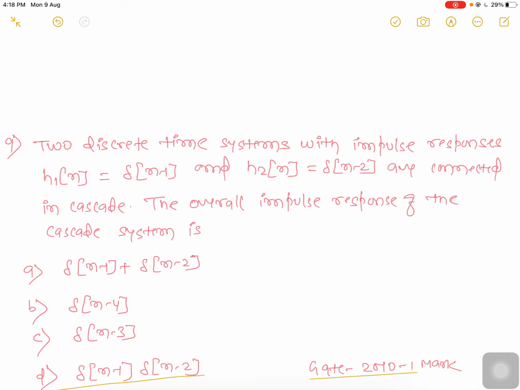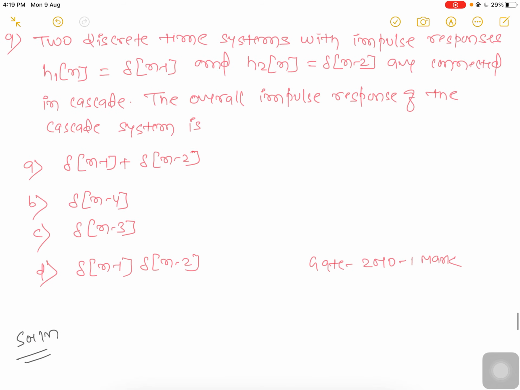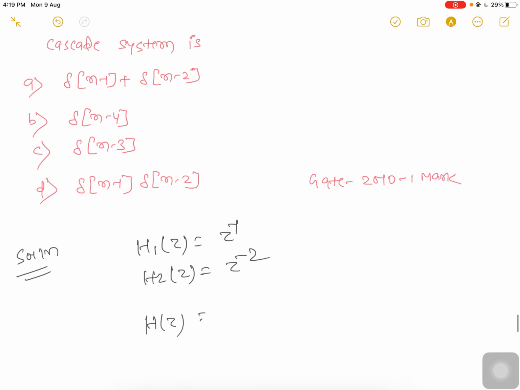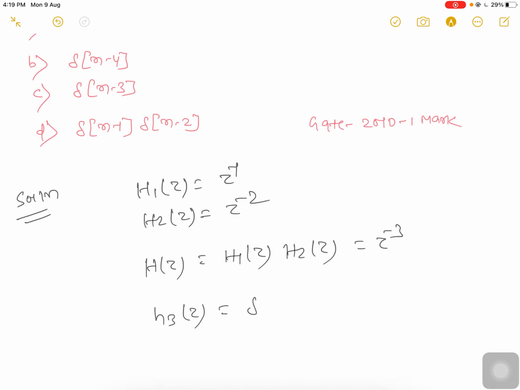Now comes to next question. Two discrete time systems with impulse responses h1 and h2 are connected in cascade. The overall impulse response of the cascade is asked. It is very simple, asked in GATE 2010 for 1 mark. Then H1(z) will be z inverse, H2(z) will be z minus 2. After cascade, H(z) will be H1(z) times H2(z), that is z minus 3. When you take the inverse, h3[n] is delta[n-3]. So option C will be the right answer.